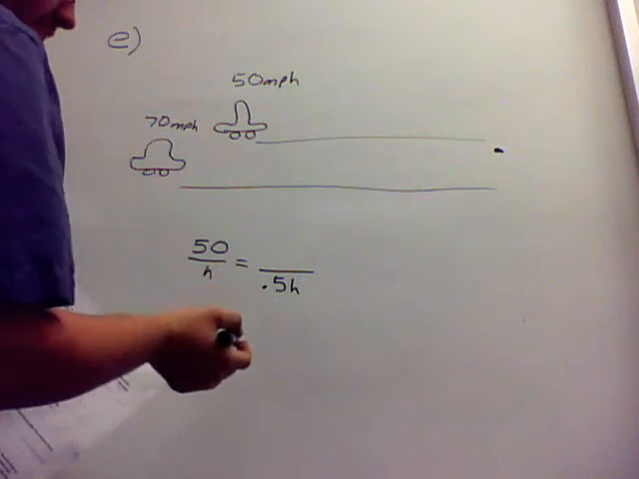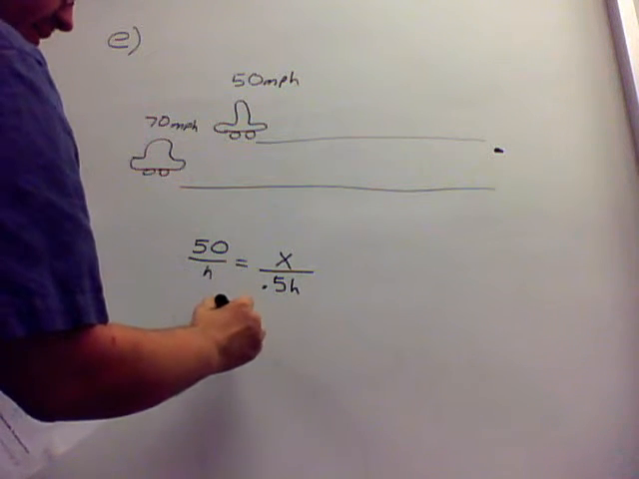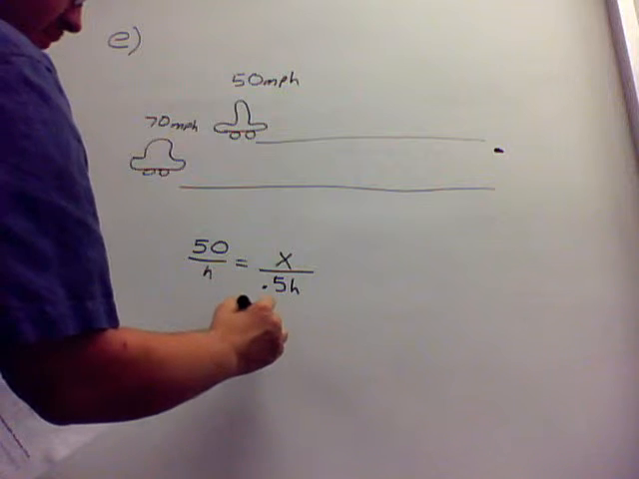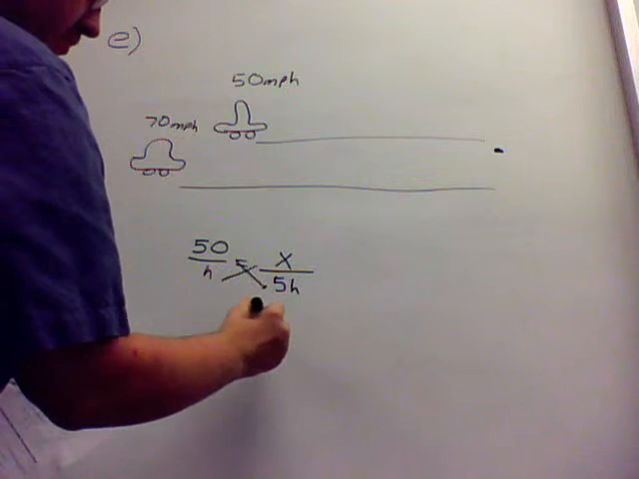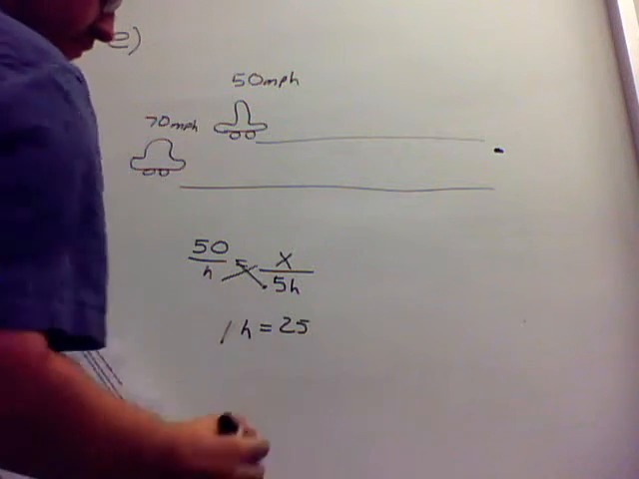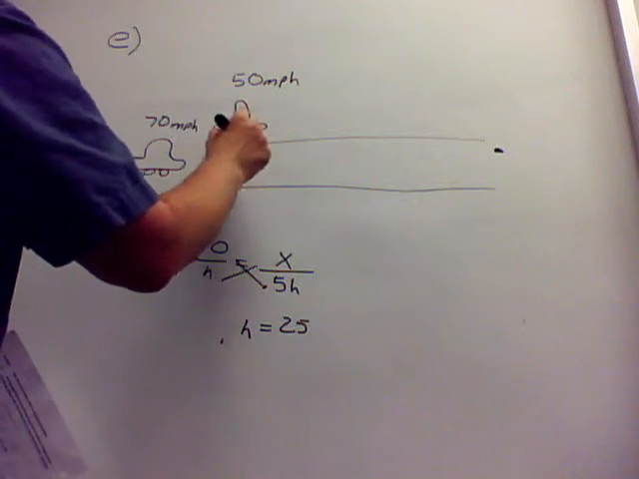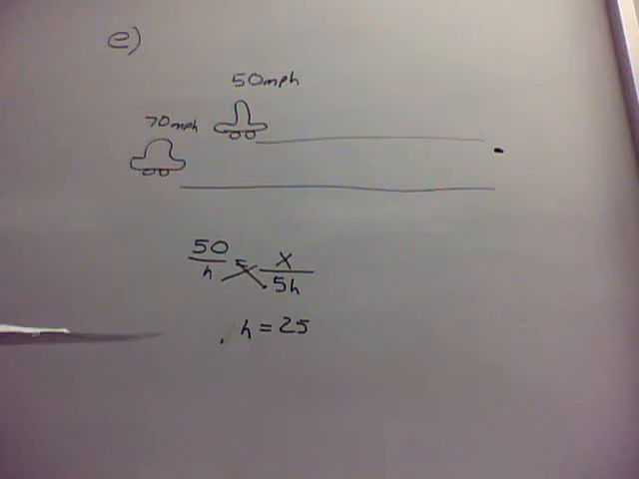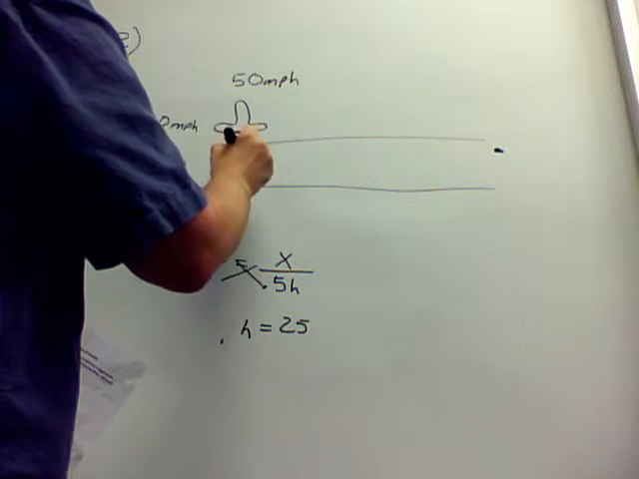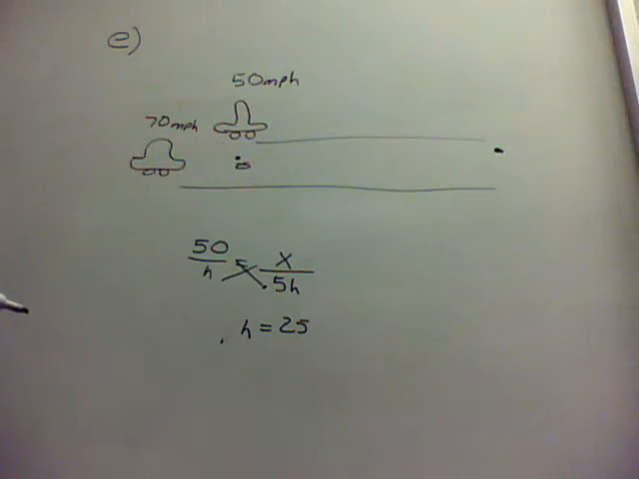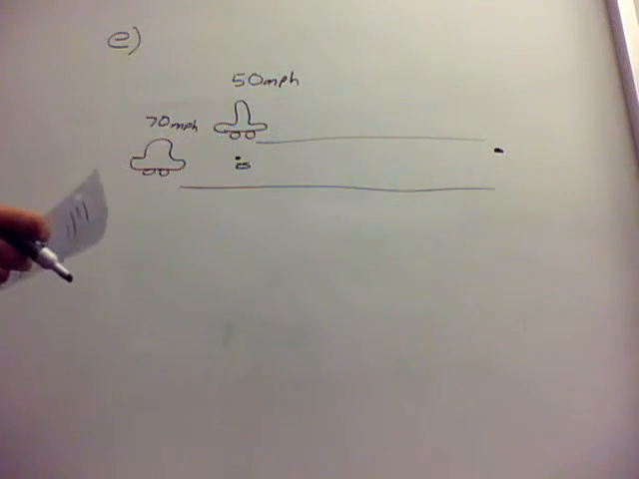What do we have here? So cross multiply. So we have the unknown hour equals 25. So this person's already 25 miles ahead. All right, so I'm going to keep that in mind. That one's already 25 miles ahead. You can go back and rewind this if you need to look at the work again.